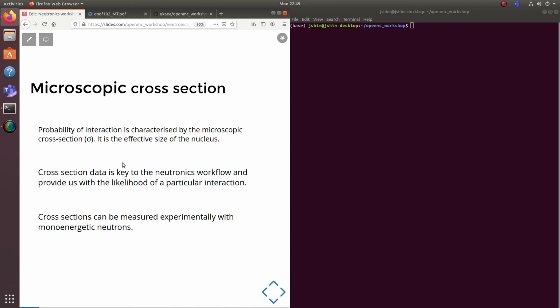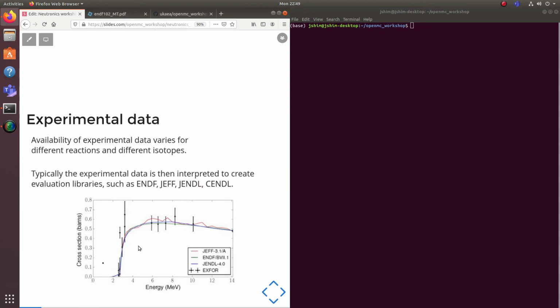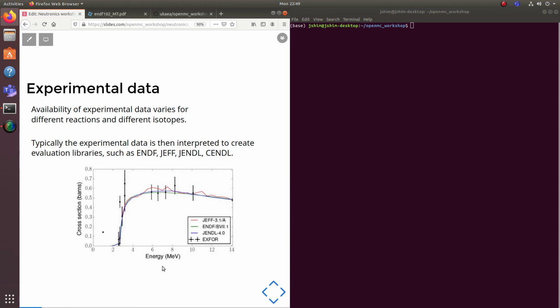So it's used in all the simulations, and we're going to see how it folds into the equations later on. To figure it out, it's measured experimentally with monoenergetic neutrons. So these neutrons might be fired at a target, a very pure foil, and interaction cross-sections would be measured. The X4 database, these black error bar lines, collects up the experimental data, and then evaluations like ENDF, JEFF, JENDL, and CENDL, and there's others as well.